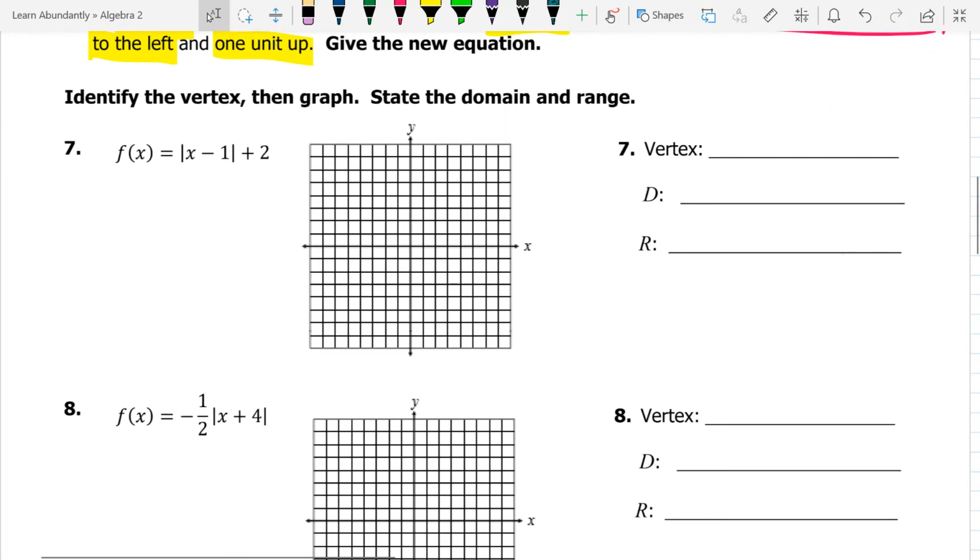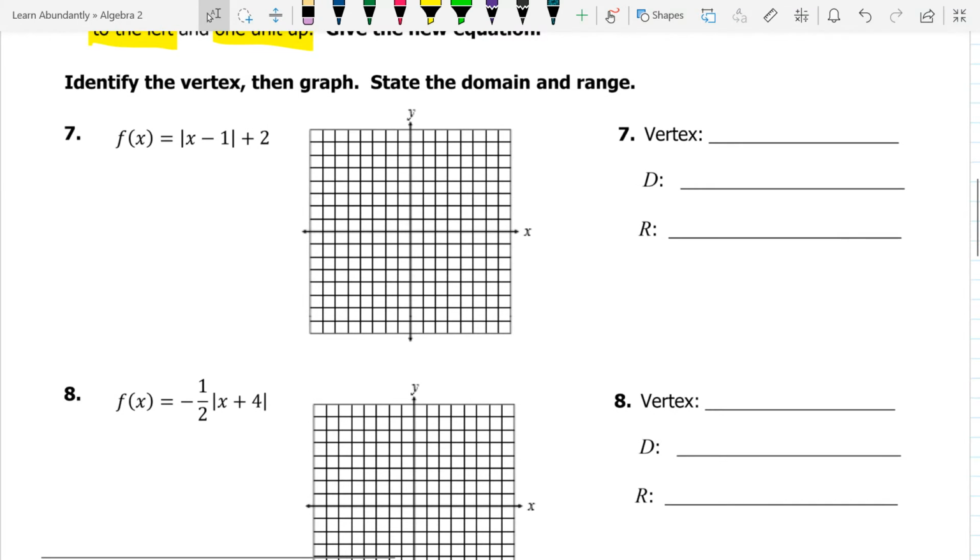Number 7, identify the vertex and then graph. My vertex, because it's in vertex form, is going to be +1 and then +2. Remember, when it's inside, we switch it. The domain of that, well, I'm going to graph it first. So I'm going to go to 1 and 2. And that's going to be right there. My slope is going to be just like that. Okay? So my domain is all real numbers.